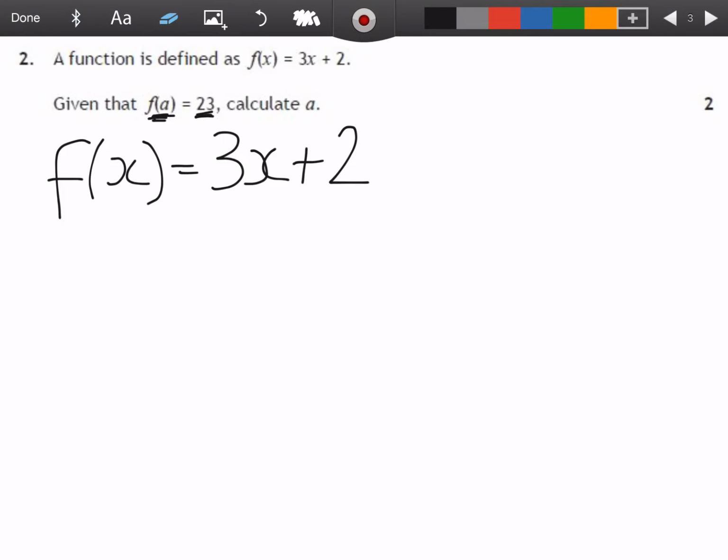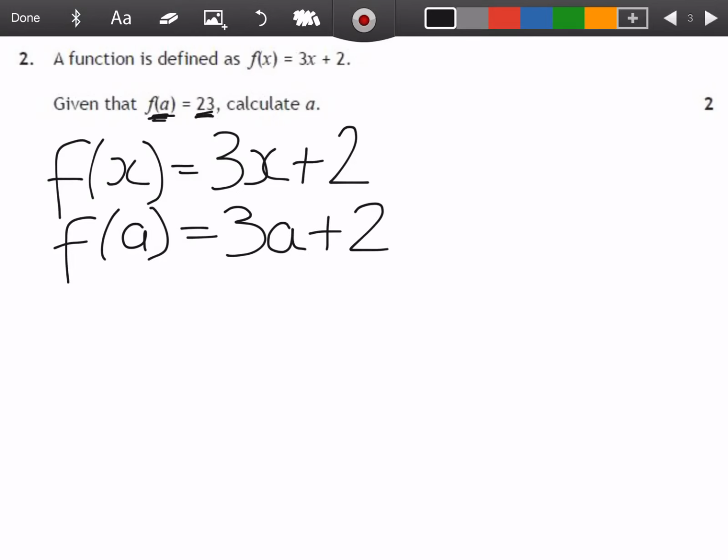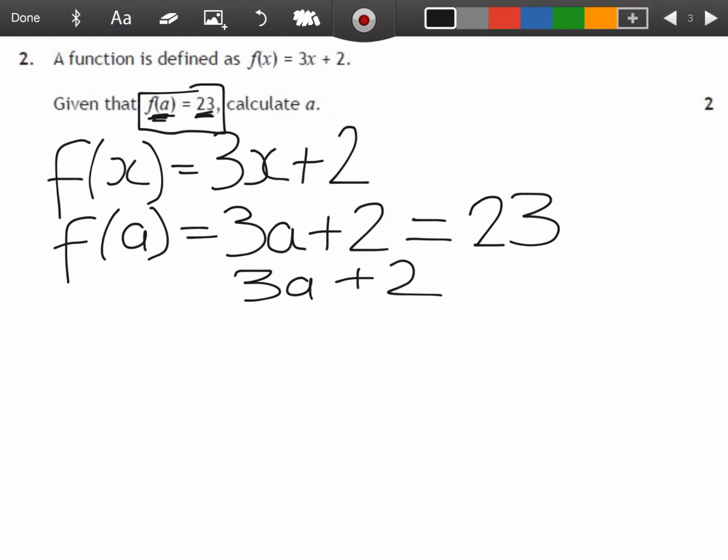Okay, so it says f of a, which is really just this equation with an a in it, 3a plus 2, and it says it's equal to 23. So this equation is equal to 23. That's where the 23 comes into it. So now we really just have a simple linear equation, and we have to work out what a is.